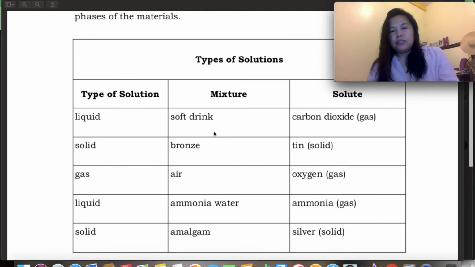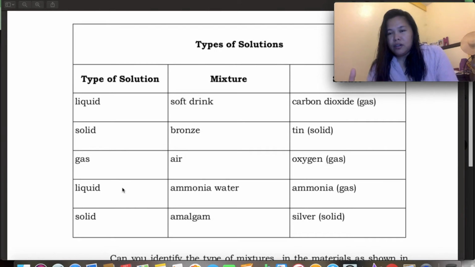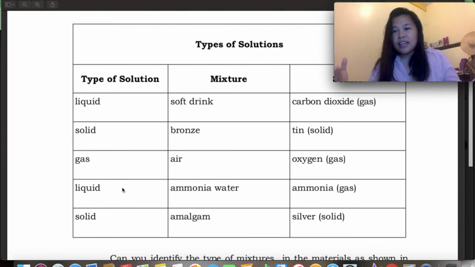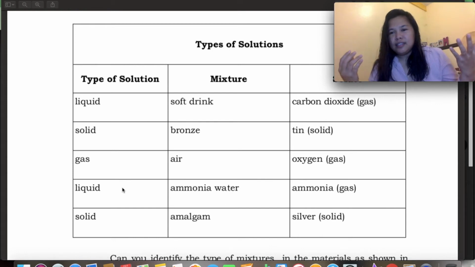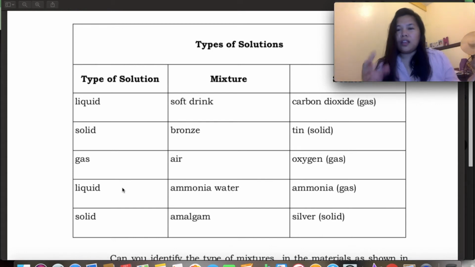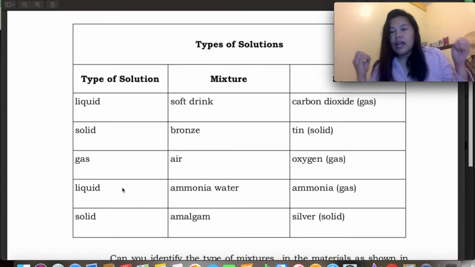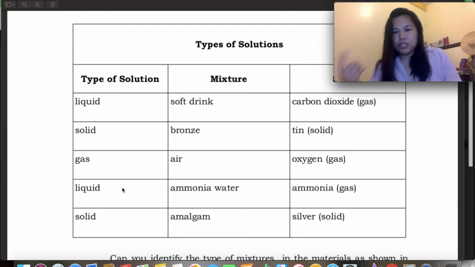So, the next type of solution is air. Air is an example of a mixture, the air that we breathe. The solute of air is oxygen. It is also in gas form. It is a gas, and we cannot see it, but it is a solute mixed in our atmosphere. That is why air is an example of a mixture.